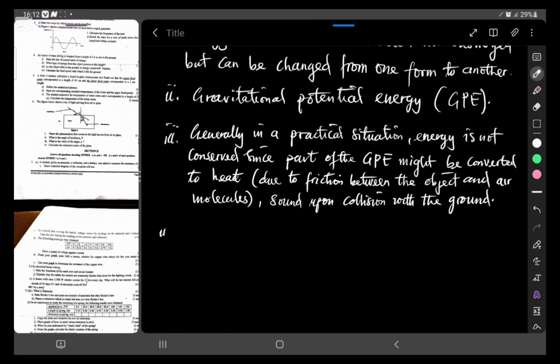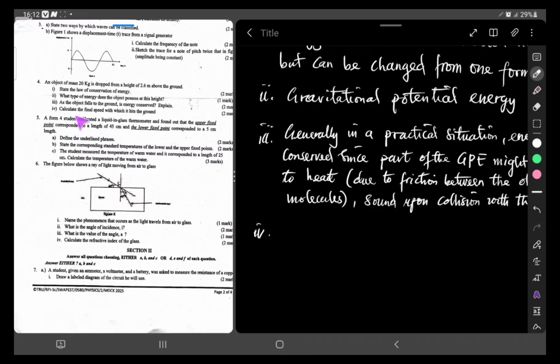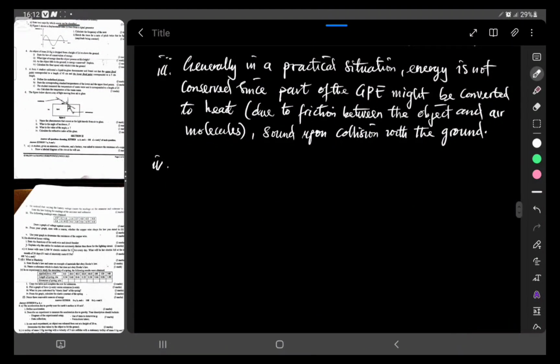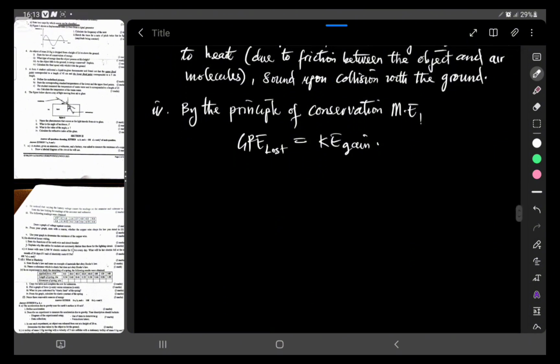Now, Roman 4. In Roman 4, it demands that we calculate the final speed with which it hits the ground. So here, by the principle of conservation of mechanical energy, we have that the loss in gravitational potential energy is compensated for by a gain in kinetic energy. Now let's sketch a small diagram.